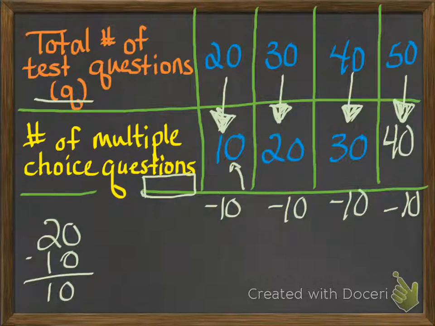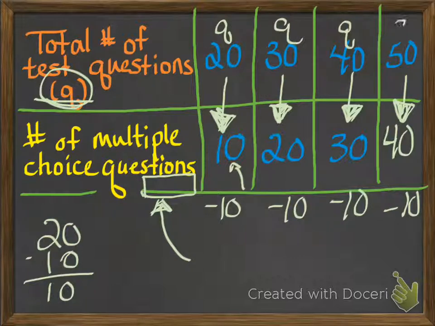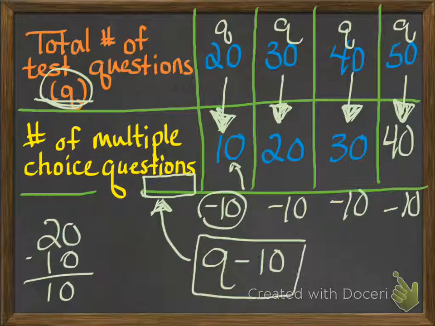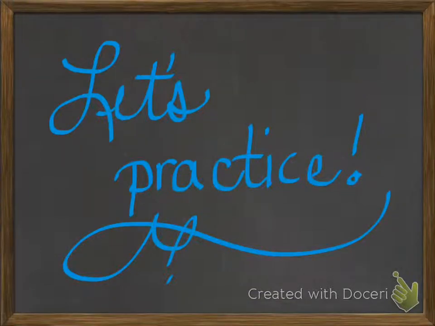Okay, so now what is the expression that we're going to write? Remember, our variable is Q. All of these were Q: 20, 30, 40, and 50. They were all Q at one time. They were all the total number of test questions. So we have Q, and then whatever was happening to the Q. What was happening to Q? Well, we were subtracting 10. Q minus 10 is our expression. Okay? Simple enough.